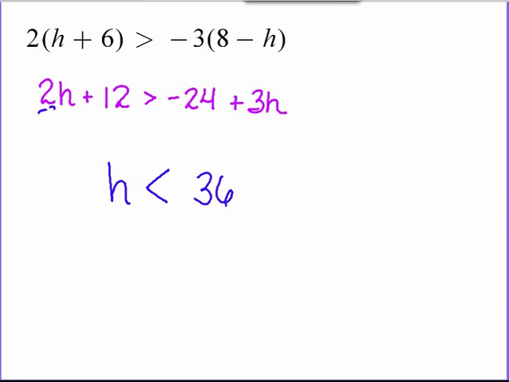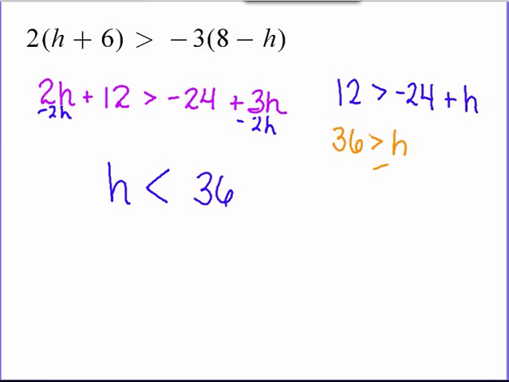For those of you wondering, if I were going to solve that, what ends up happening is I can subtract 2h. And when I do that, I end up getting 12 is greater than negative 24 plus h. When you add 24 to both sides, you end up getting 36 to be greater than h. So if you flip it, it is a less than sign. Oh, I did it right.